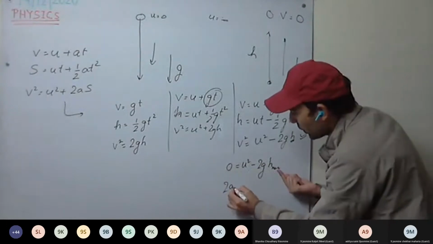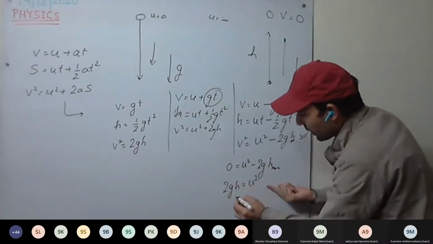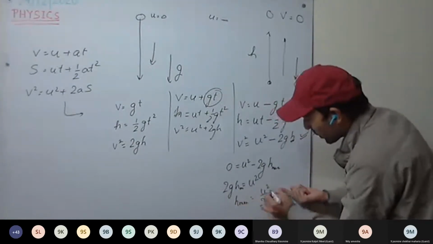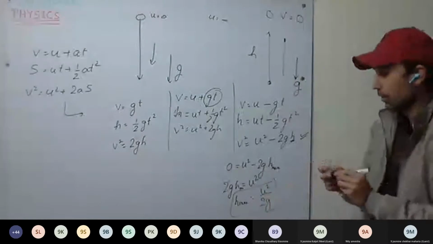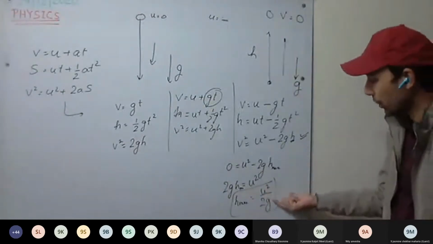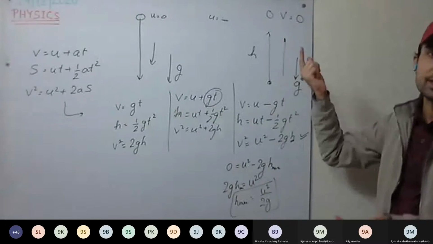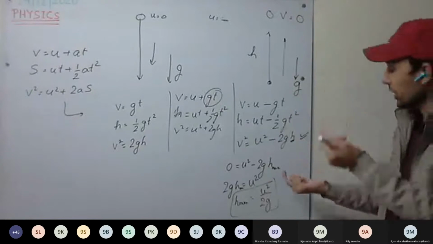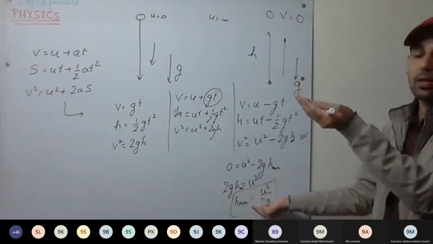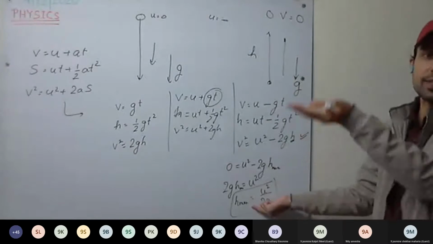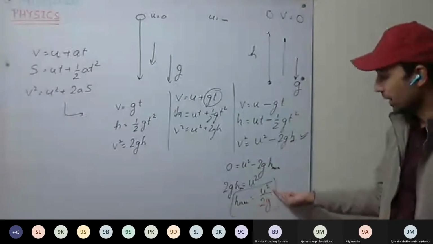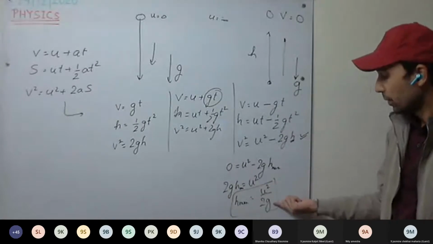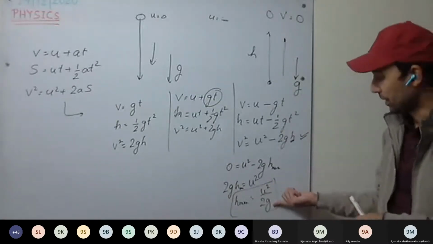Now taking it to the other side, 2gh equal to u square, or h max, the maximum height reached, will be u square upon 2g. This is clear? So maximum height depends on the velocity with which we throw the stone. If we throw the body with more velocity, it will reach more height. If we throw the body with less velocity, it will reach less height. So h max depends on the initial velocity we provide to the body and the acceleration due to gravity of the planet.